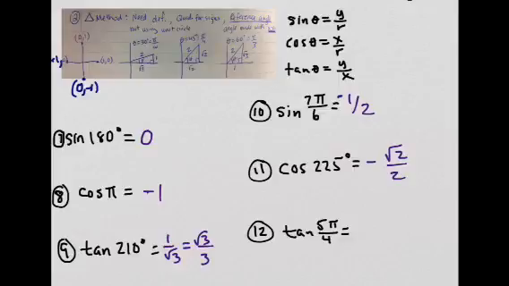Tangent of 5 pi over 4. So 5 pi over 4 and 225 are the same angle. So it's a 45-degree reference angle right here. Tangent is negative in quadrant 3 because it's negative over negative. And so I'm going to look at this triangle right here. So it's going to be square root of 2 over 2. I'm sorry, square root of 2 over square root of 2. So that's going to give you 1.